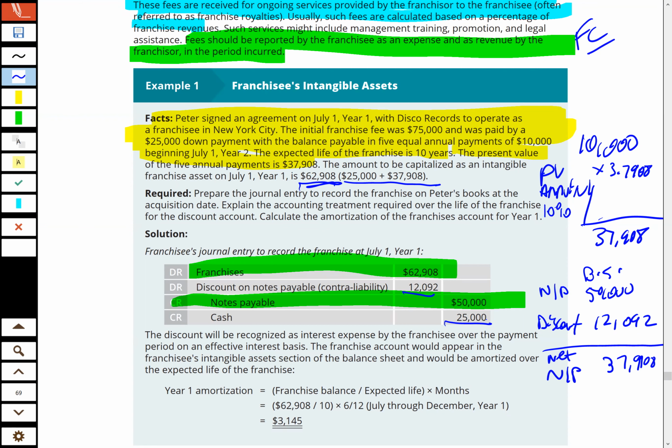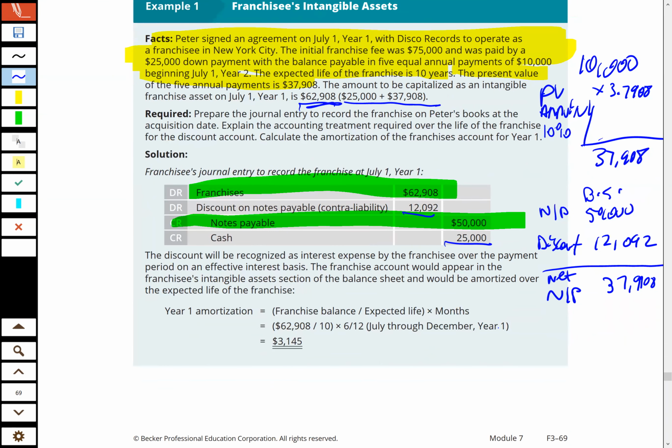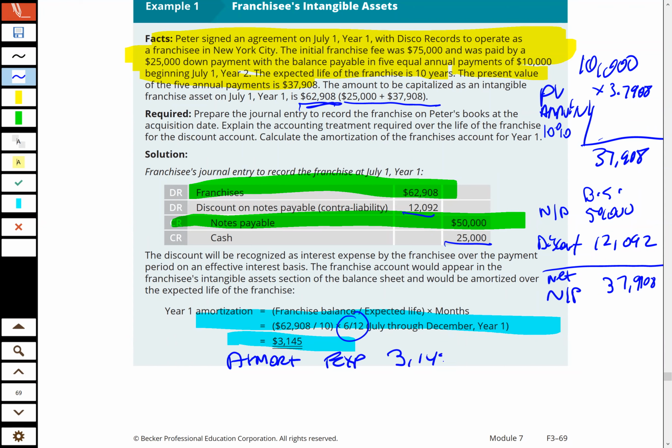Now, you take a look and they tell us you have to amortize the discount. I mean, not the discount. You have to amortize the franchise. And notice, guys, they bought it July 1st. So that's half a year of amortization. And when you amortize an intangible, you debit amortization expense for the 3,145, and there is no accumulated amortization account. You simply would credit directly to the franchise account for this 3,145 as you amortize that down.